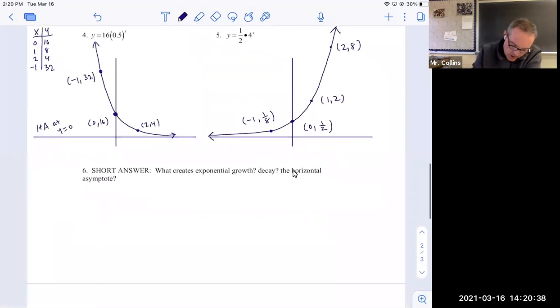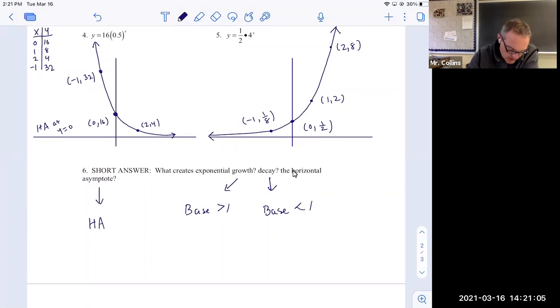So exponential growth is, of course, when the base is above 1. Exponential decay, or a decreasing function, is when the base is less than 1. By the way, if the base is equal to 1, you don't even have an exponential function, because 1 to the x is just 1. You'd have a linear function or a constant function. And the horizontal asymptote, again, it's always at y = 0 unless you shift the graph up or down, which is obviously not what happened here.